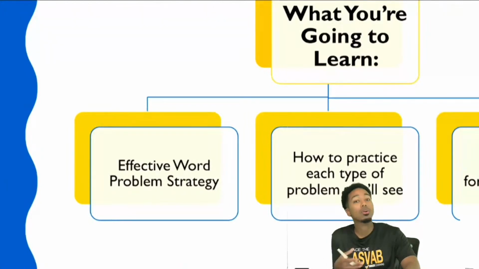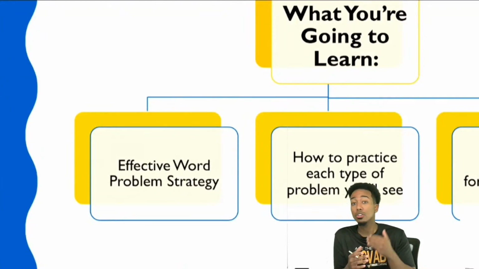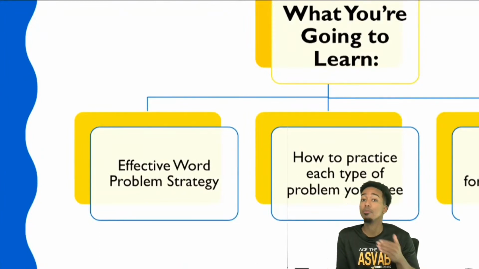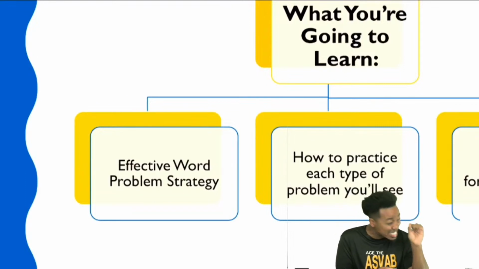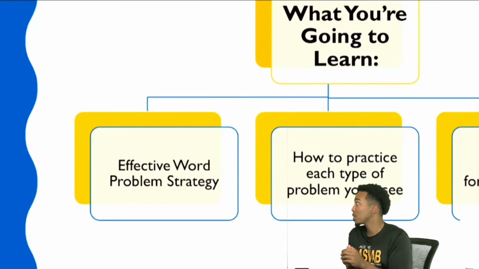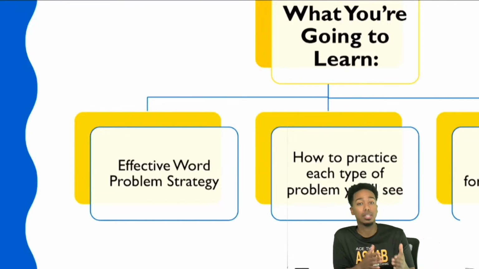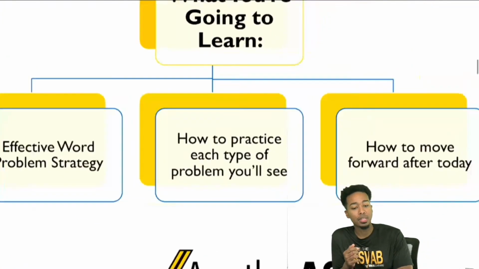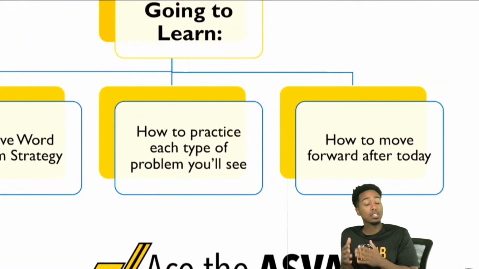You got to make sure you know how to strategize, for the simple reason being, you're not going to know what type of word problem you're going to be given, and you're not going to know how to handle that exact word problem because it's likely you haven't seen that exact situation before. So effective word problem strategy is going to keep you calm, cool, and collected. Very important. Number two, we need to know how to practice each type of problem that you'll see.